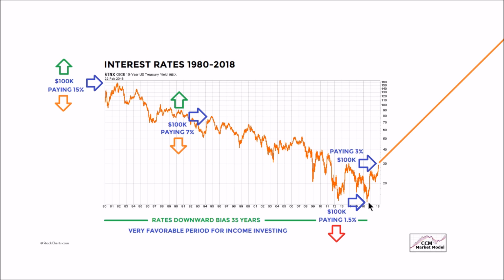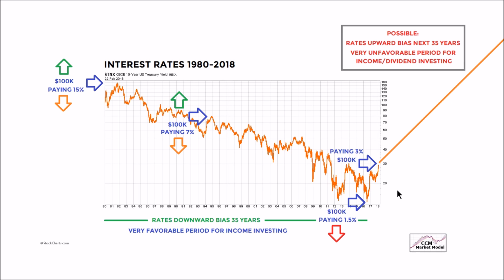Since all good things come to an end, common sense tells us at some point in the future, which is to be determined, this secular downtrend will most likely flip over to a secular uptrend in interest rates, telling us that it's in the realm of possibility that the next 35 years might not look anything like the favorable period for income investing we saw in this 35-year period. In fact, the next 35 years may be very unfavorable.